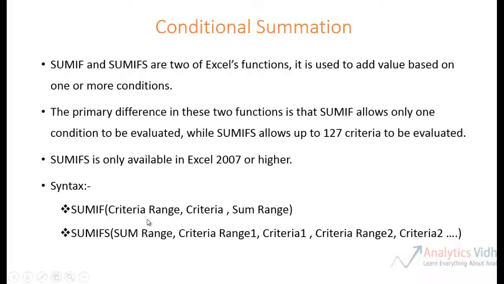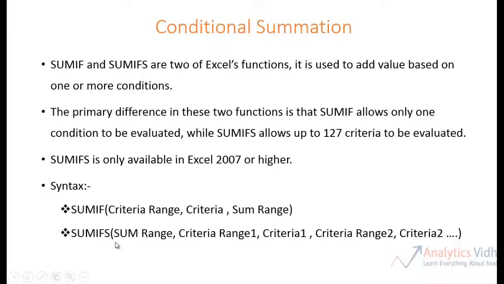In SUMIF, if you pay attention, the first argument is criteria range, which refers to the total range of the criteria based on which we wish to calculate the sum. And the next argument is the criteria itself, on the basis of which we want to get the sum. And the third is the sum range, the range of total numbers of which we are doing the sum.